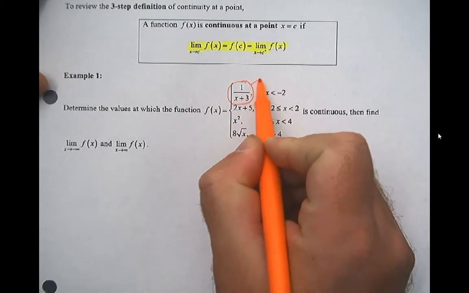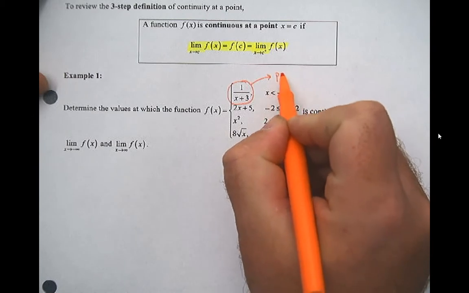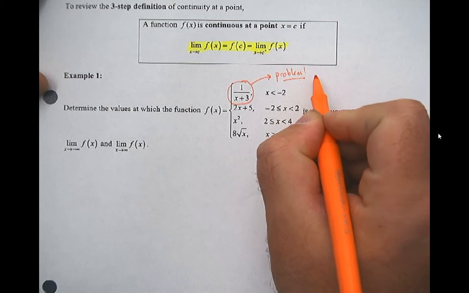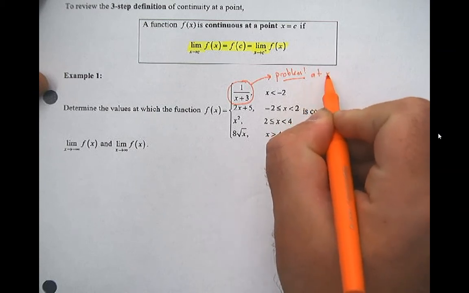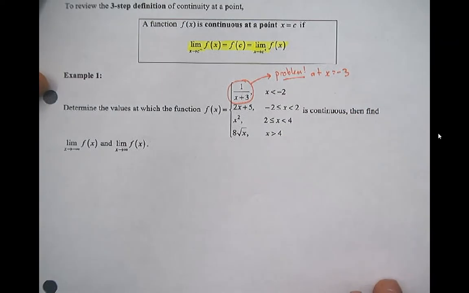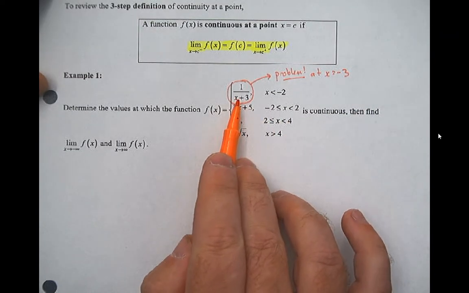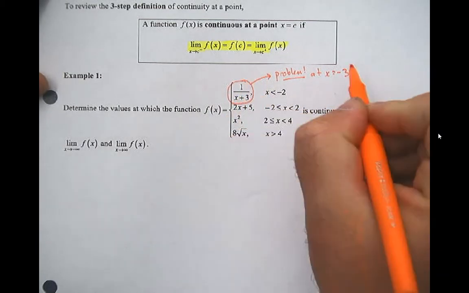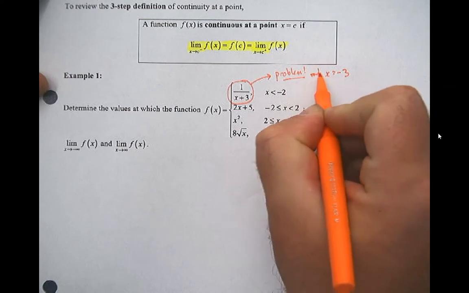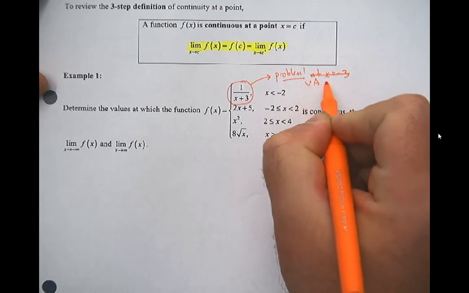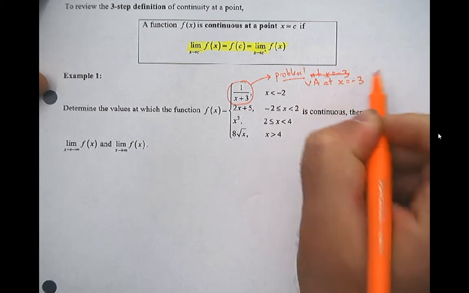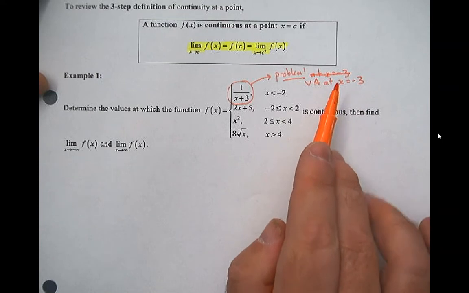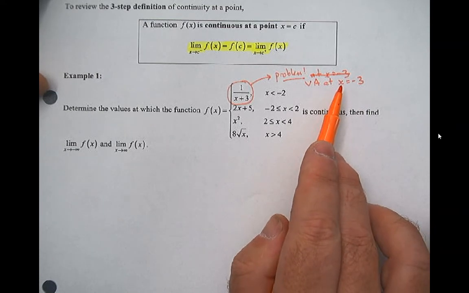Where does this function have a problem? We know this has a problem when x equals negative 3. When x equals negative 3, we would plug in and we'd get a VA because I'd have a 1 on the top and a 0 on the bottom. When I plug in negative 3, that causes a vertical asymptote. I wish I would have written that out. Let's write that out. VA at x equals negative 3. So right away, we know that our function has some discontinuities. One discontinuity is going to occur at x equals negative 3.